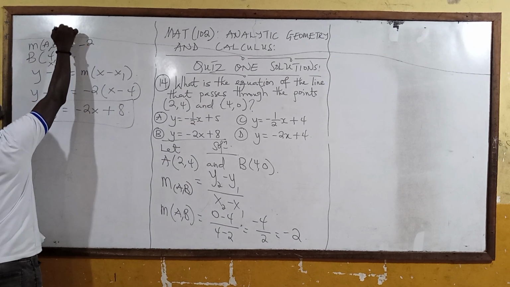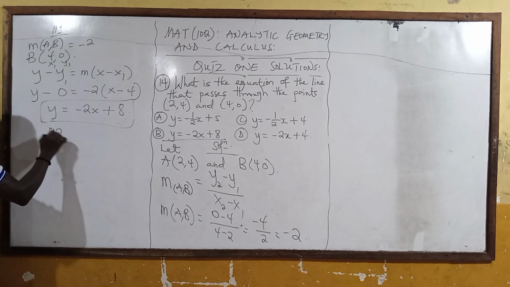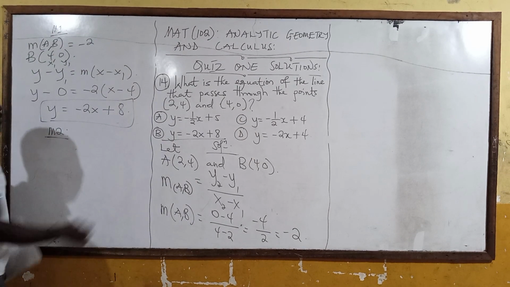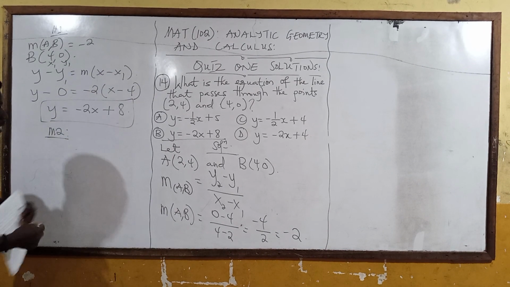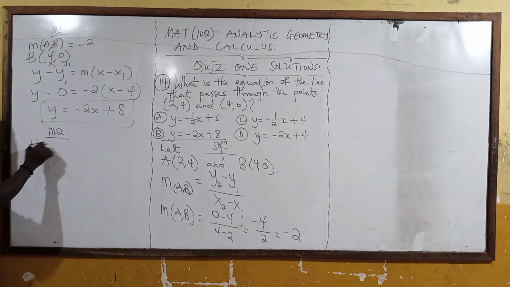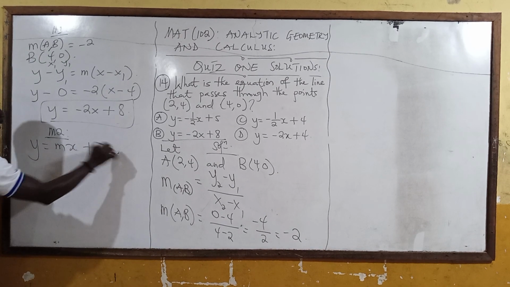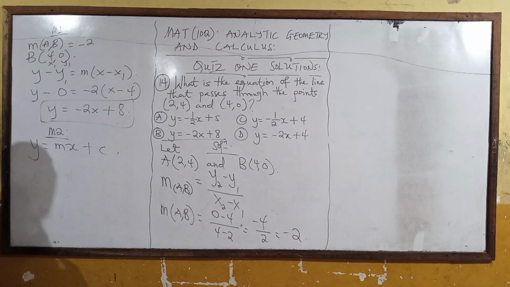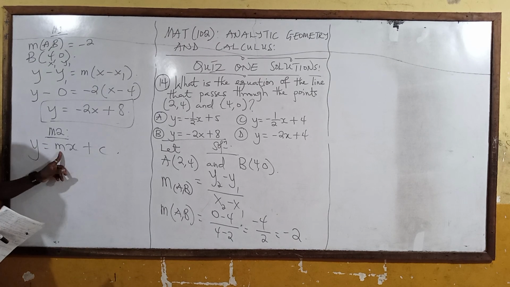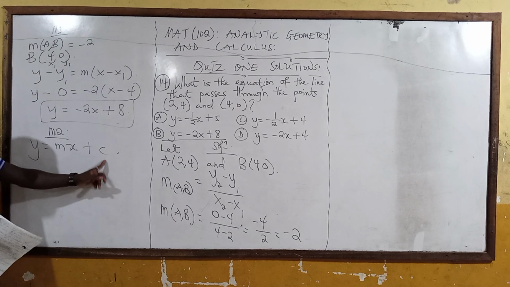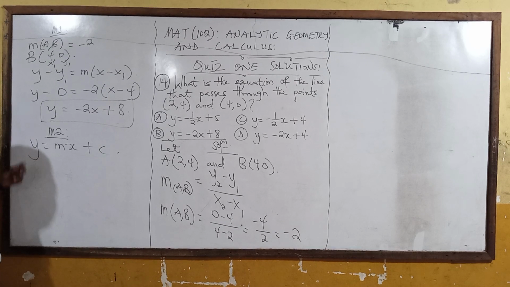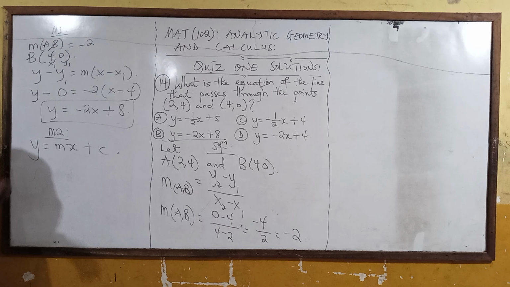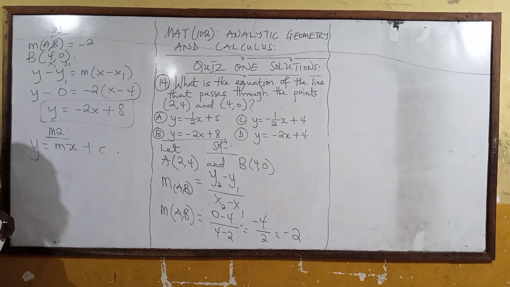So let me write this here. Let's see method 2. We don't want to use y minus y1 equals m times the expression x minus x1. You can go by y equals mx plus c. That's the slope equation. So in the slope equation, you know that your m is your gradient, your c is the intercept on the y axis. Then the y variable represents the y coordinates, and the x variable represents the x coordinates.